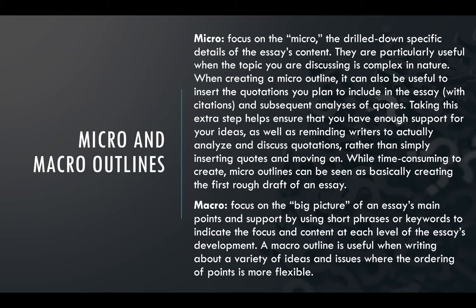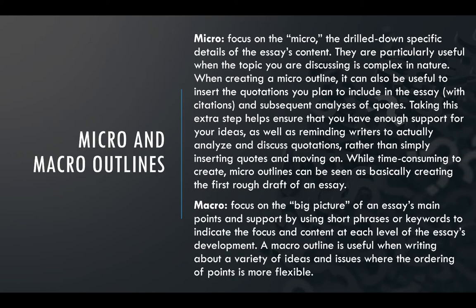Now, we talked about micro and macro outlines. Any of you that are science people, you know the difference. Micro is talking about little bitty, looking at things that are very small, looking at the little elements of things, versus macro is looking at the big picture. So when you're talking about a micro outline, that's where you are getting very specific and very detailed.